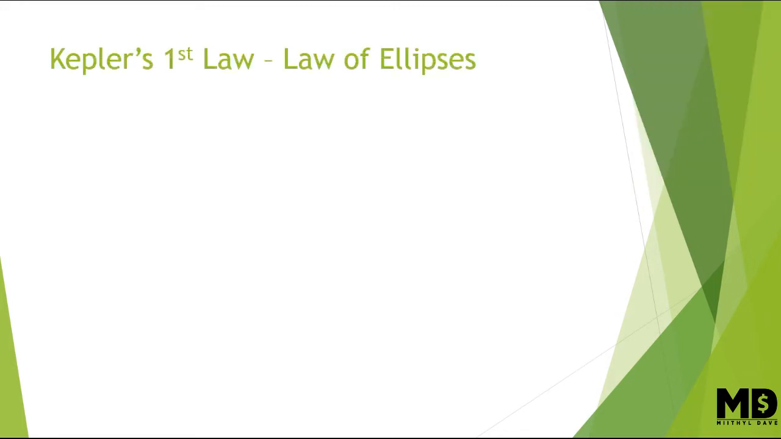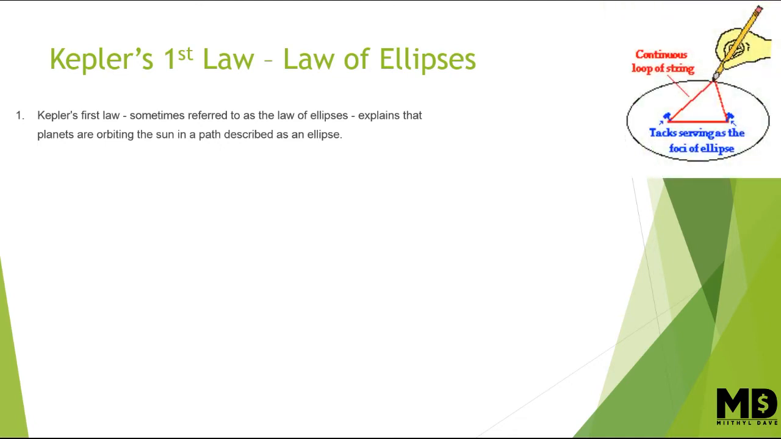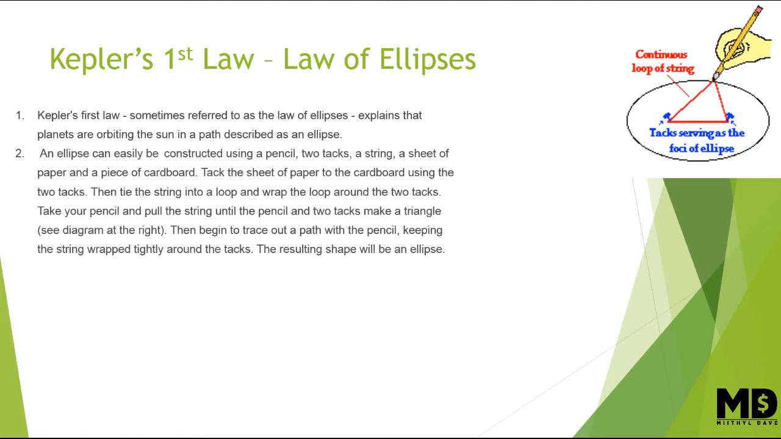So let us first understand Kepler's first law, which is also known as the law of ellipses. Kepler's first law, sometimes referred to as the law of ellipses, explains that the planets are orbiting the sun in a path described as an ellipse. An ellipse can easily be constructed using a pencil, two tacks, a string, a sheet of paper and a piece of cardboard. Tack the sheet of paper to the cardboard using the two tacks. Then tie the string into a loop and wrap the loop around the two tacks. In this way, you will get a resulting shape of an ellipse when you use the pencil in the right manner.